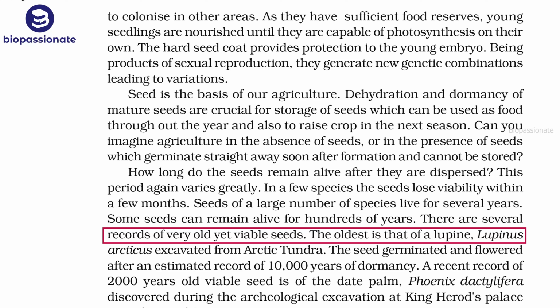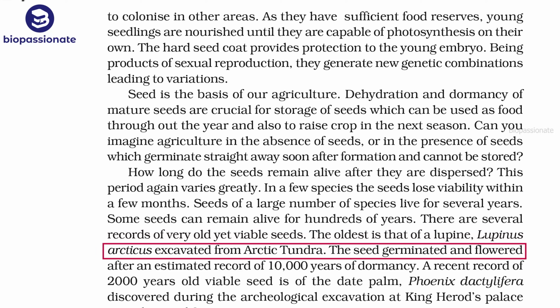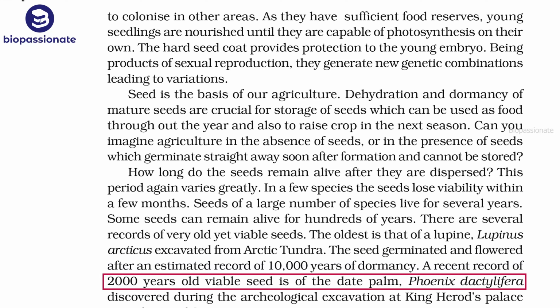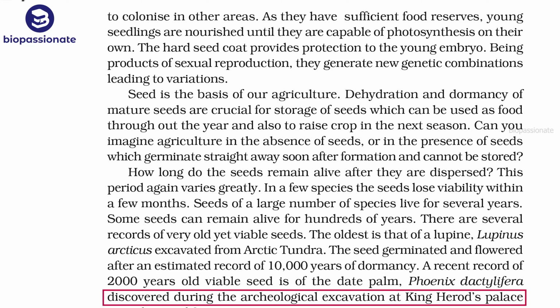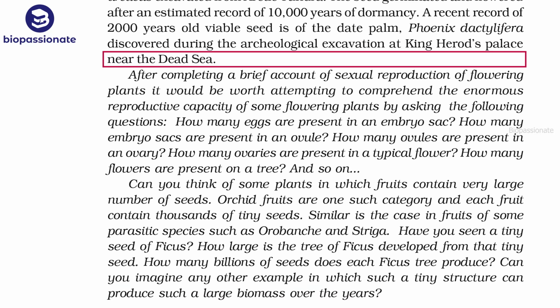The oldest is that of a lupin, Lupinus arcticus, excavated from Arctic tundra. The seed germinated and flowered after an estimated record of 10,000 years of dormancy. A recent record of 2,000 years old viable seed is of the date palm, Phoenix dactylifera, discovered during the archaeological excavation at King Herod's palace near the Dead Sea.